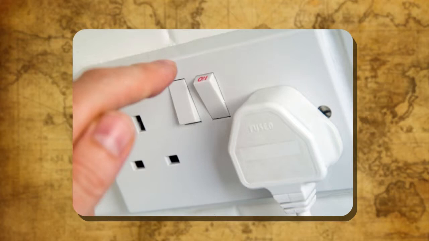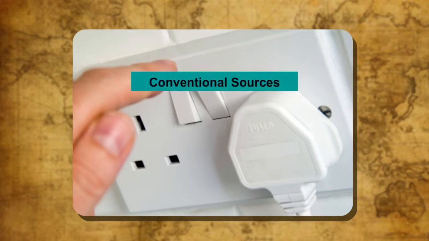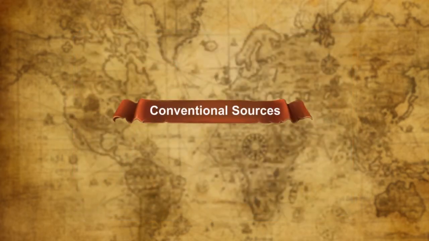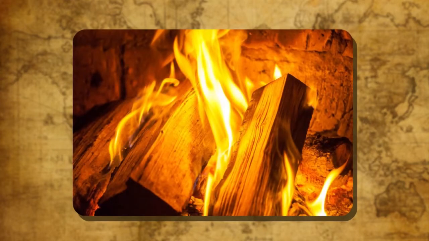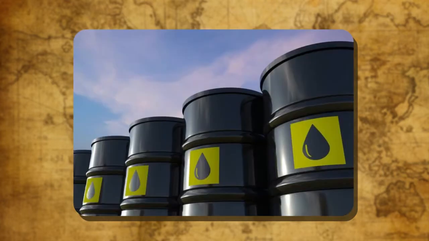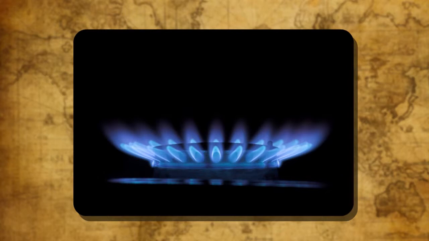Power resources may be categorized as conventional sources and non-conventional sources. Conventional sources are those sources of energy which we have been using for a long period of time and which have been common and non-renewable, such as fire, wood, and fossil fuels. Fossil fuels such as coal, petroleum, and natural gas are the main sources of conventional energy.